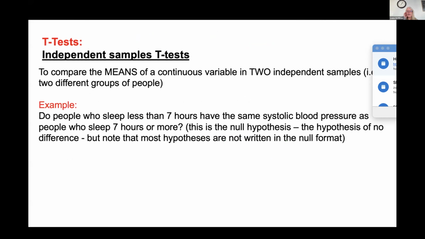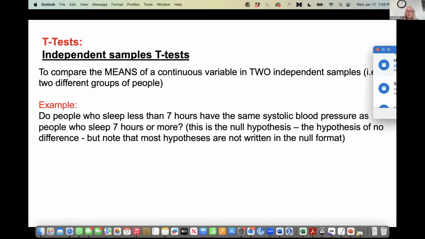In terms of t-tests, these compare the means, the averages, of a continuous variable in two independent samples. That's two different groups of people that are not related. They're independent, and we'll get to some related tests in a little bit. An example is, do people who sleep less than 7 hours have the same systolic blood pressure as people who sleep 7 hours or more? The null hypothesis is the hypothesis of no difference, right? There's no difference between these groups, although often when you read articles, you don't see the hypothesis written in the null format.